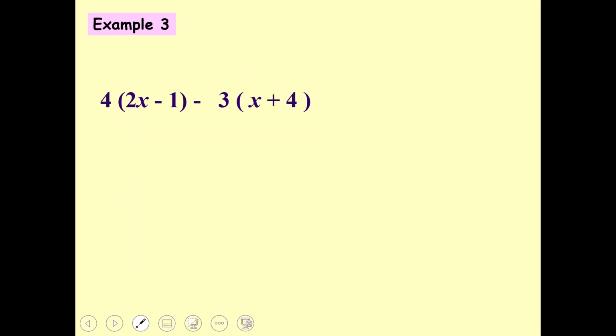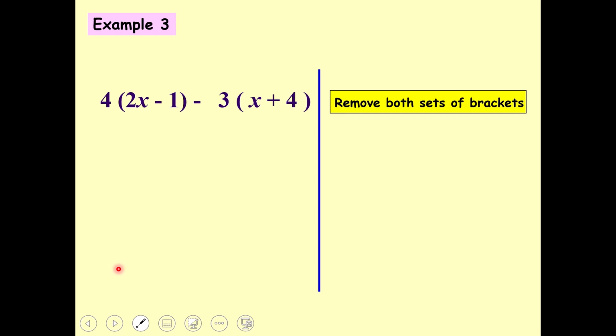Okay, example 3. Notice here that there's a negative in the middle, so we're going to be subtracting these 2 terms. So first one, we're going to remove both brackets, times the first bracket by 4. 4 times 2x gives you 8x. 4 times negative 1 gives you negative 4.